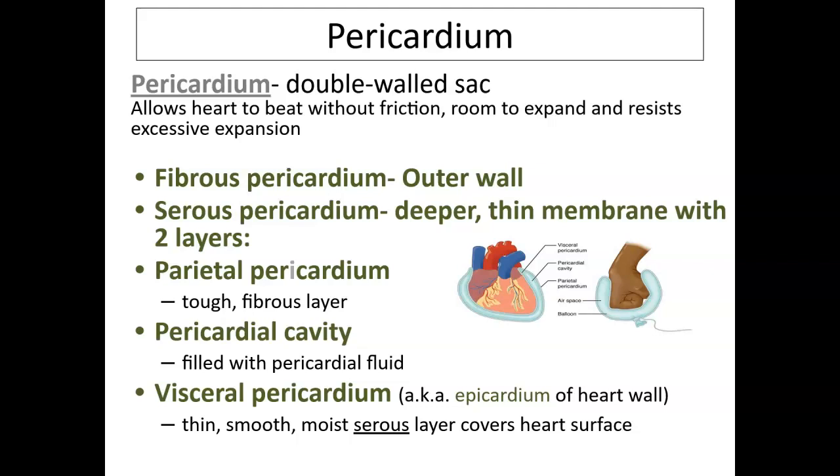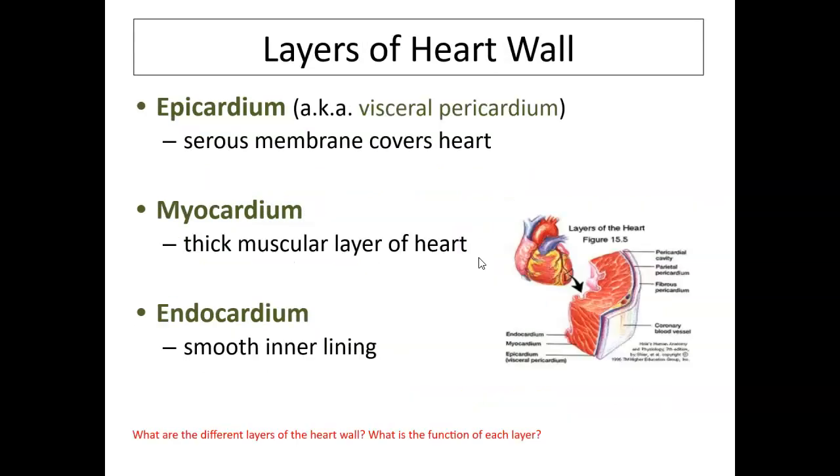The parietal layer is more external, and the inner layer, the part that makes contact with the heart itself, is the visceral layer. Viscera means organs. Between the parietal and visceral pericardium lies the pericardial cavity filled with a serous fluid, the pericardial fluid. Visceral pericardium is also called the epicardium, one of the layers of the heart I'll discuss next. The layers of the heart from most external to deep is epicardium, myocardium, and endocardium.